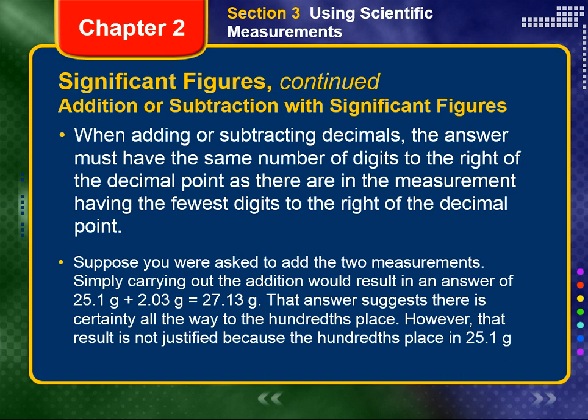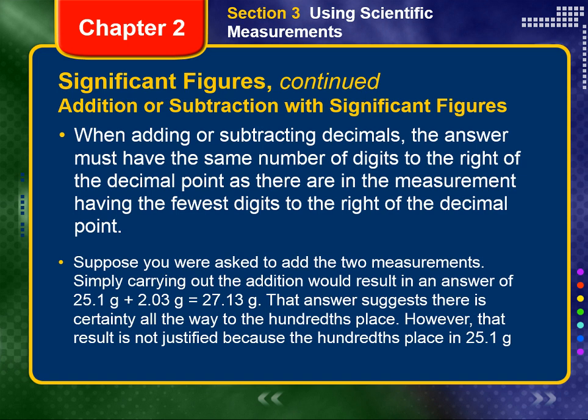Suppose you were asked to add the two measurements. Simply carrying out the addition would result in an answer of 27.13 grams. That answer suggests there is certainty all the way to the hundredths place. However, that result is not justified because the hundredths place in 25.1 grams is completely unknown. The answer must be adjusted to reflect the uncertainty in the numbers being added.